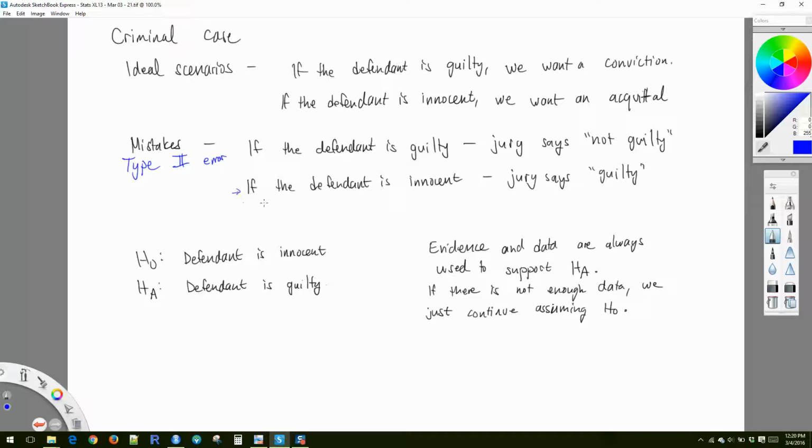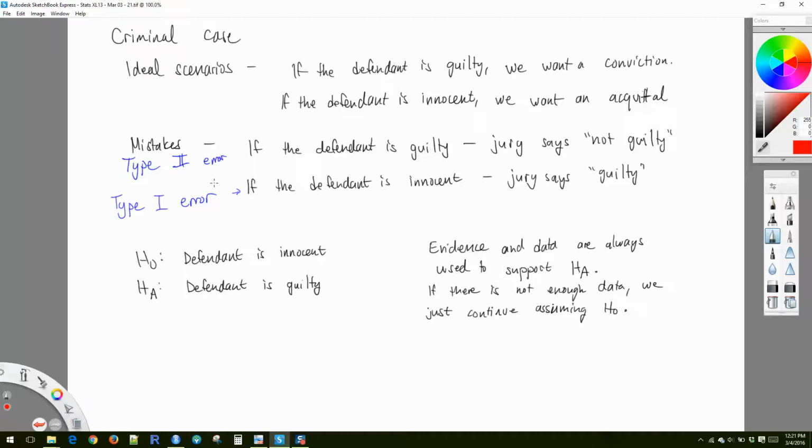And this one over here, if the defendant is innocent and the jury says guilty, that would be a type 1 error, okay? Okay, and so there's always some debate here, okay? But the way our justice system is set up, which error is worse, the type 1 or the type 2 error? Like we don't want to make either of these mistakes, okay?